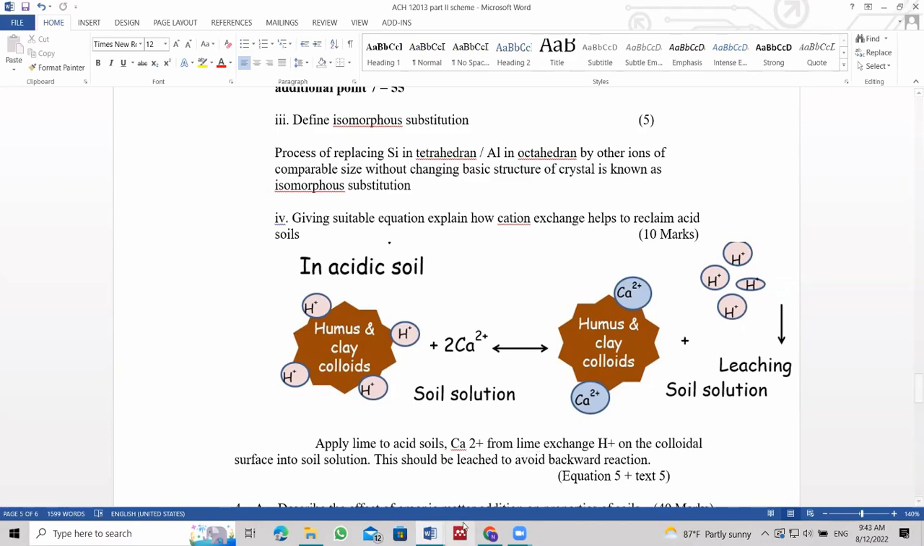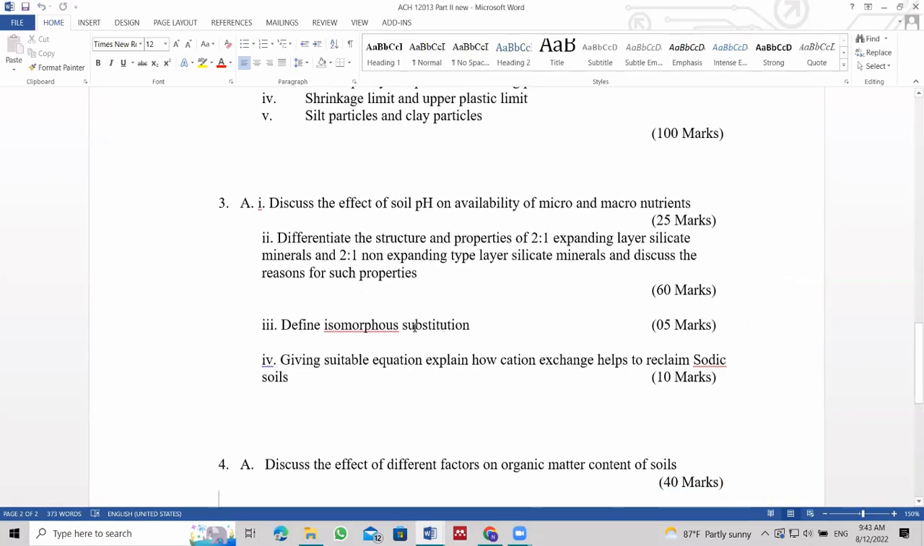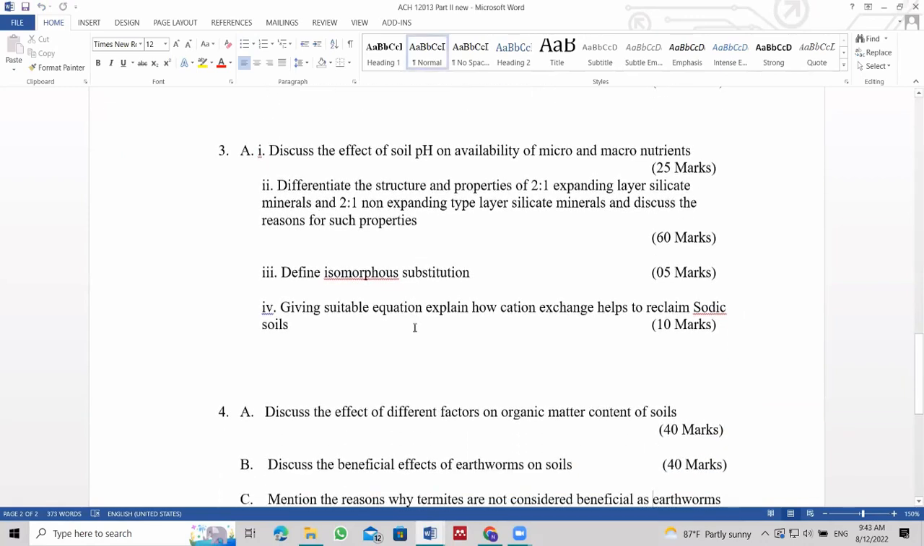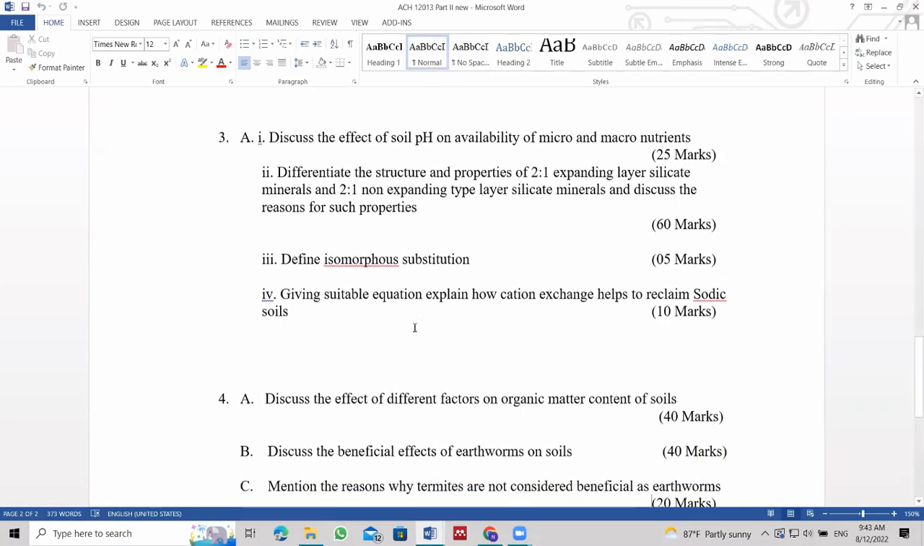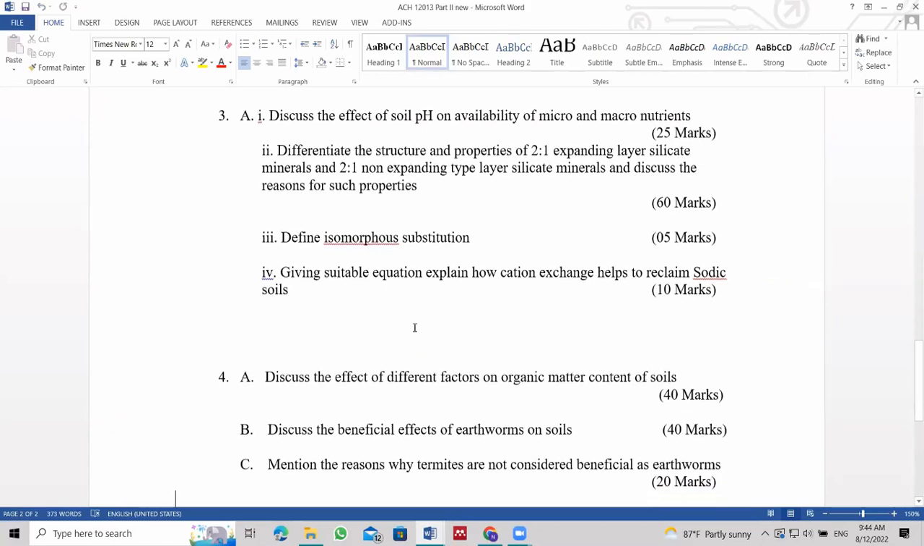Okay, then the next question is discuss the effect of different factors on organic matter content of the soil. Then discuss the beneficial effect of earthworms on soil. Then mention the reason why termites are not considered as beneficial as earthworms. So can anyone tell the different factors on organic matter content? What are the factors that affect the organic matter content of the soil?